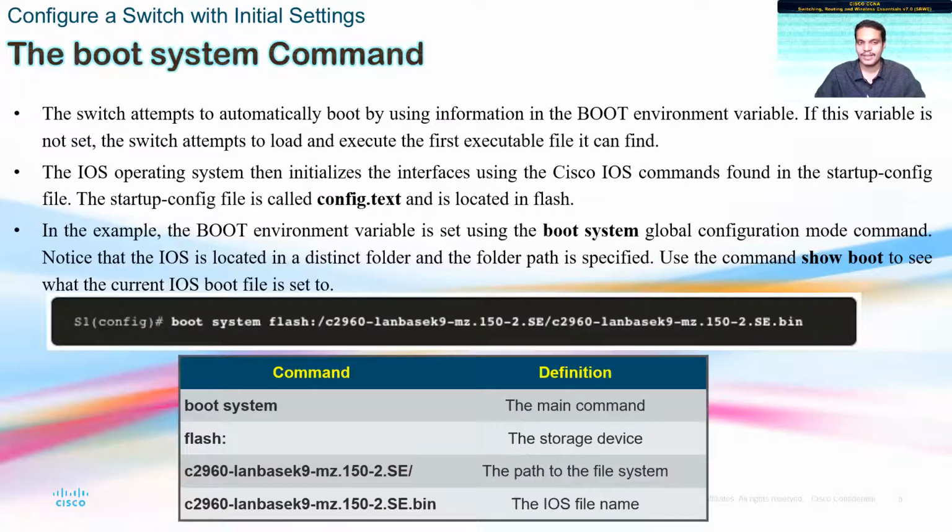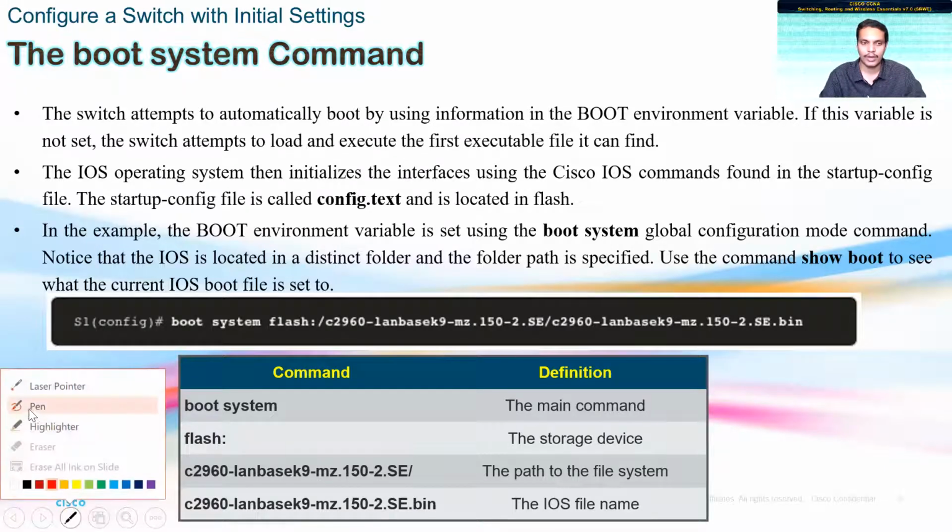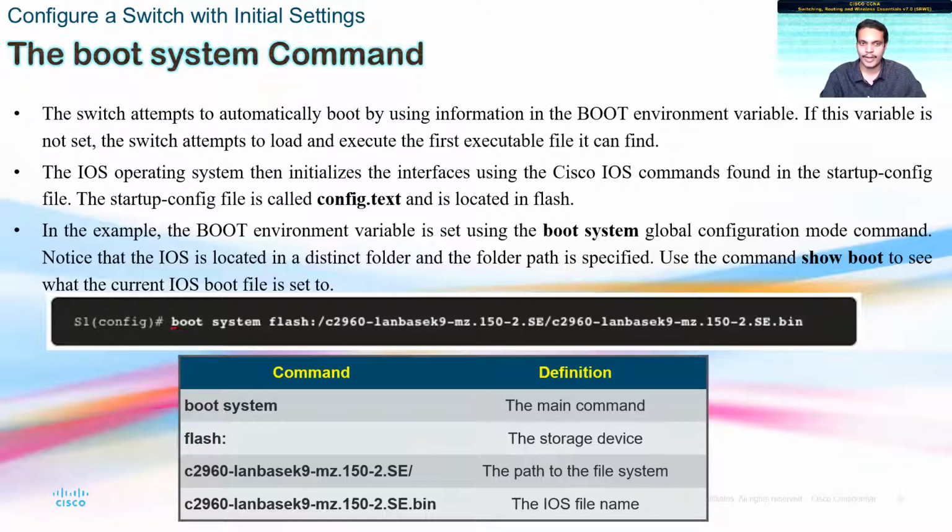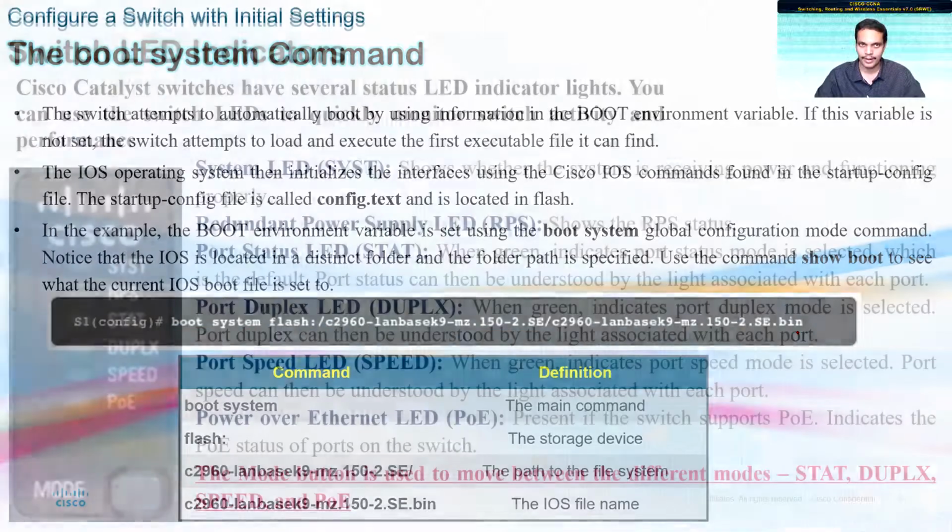Now, if you see in this example, when I type in this particular command, boot system is your main command, then flash is the location, the storage device, and this part is the path to the file system, and the last one is the actual IOS file name which ends with .bin. This is how you can use the command show boot to see what the current IOS boot file is set to. This is regarding the boot system command.